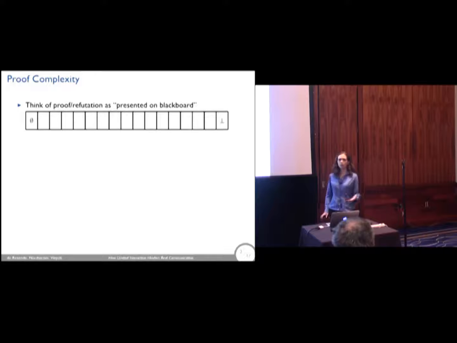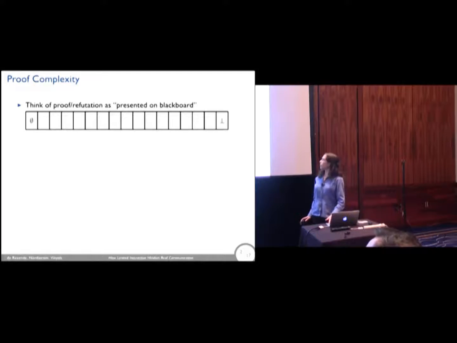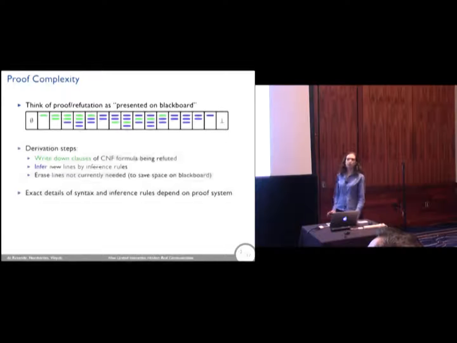Okay, so we can think of a proof, or a refutation, of the formula as presented on a blackboard. So we start with an empty blackboard. Our goal is that at the end of the proof, we have proven a contradiction, and we're allowed to do one of three things at every step.